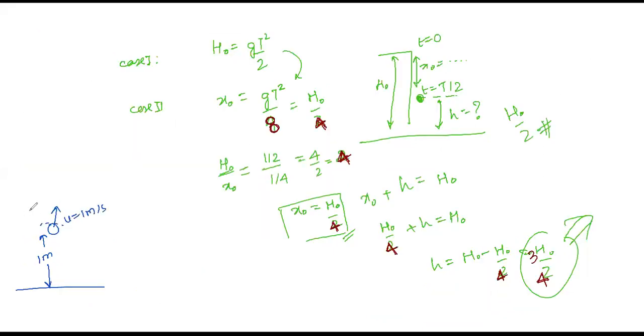And this is actually the balloon. From here the stone was thrown. So what happens? The case becomes the stone is at 1 meter from the ground, right? It has been thrown with velocity 1 meter per second. We have to find out how much total distance has the stone covered.